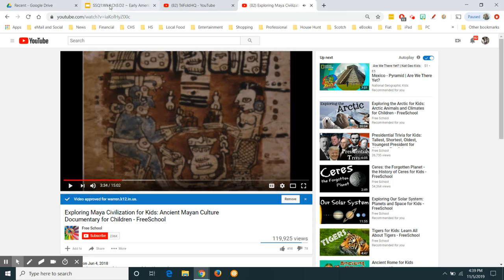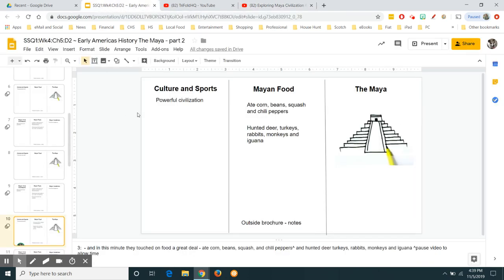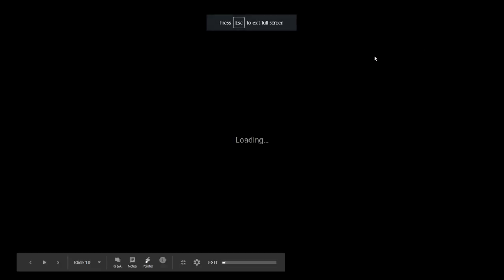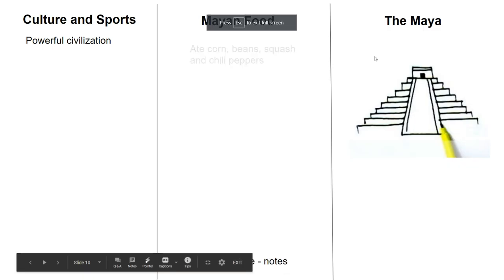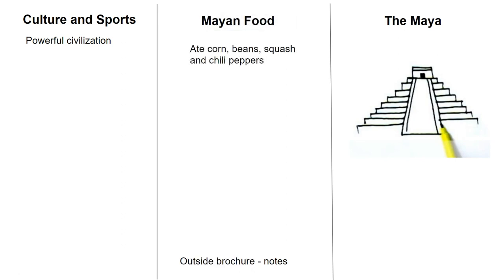Okay, pausing there, going back to our charts. Get your pencils ready. All right, let's see. In this minute, we touched on food a great deal. So we know that the Mayan ate corn, beans, squash, and chili peppers, and they hunted deer, turkey, rabbits, and monkeys, and even iguanas. So pause, please, to allow everyone to have time to write that down.